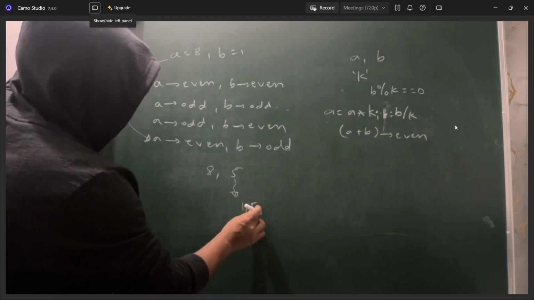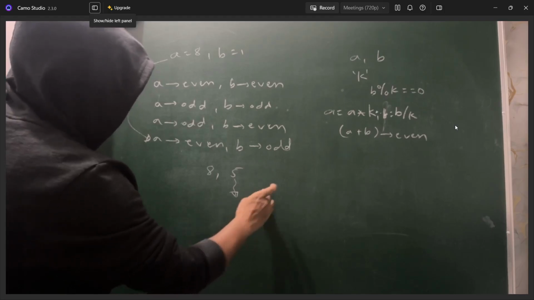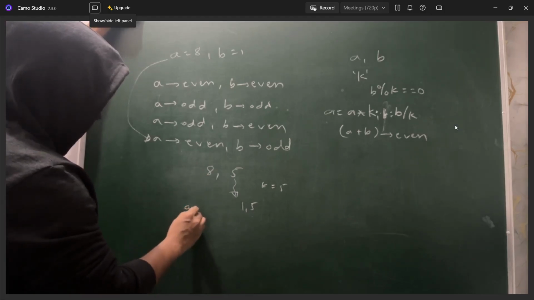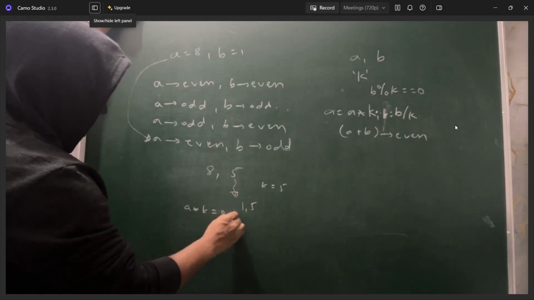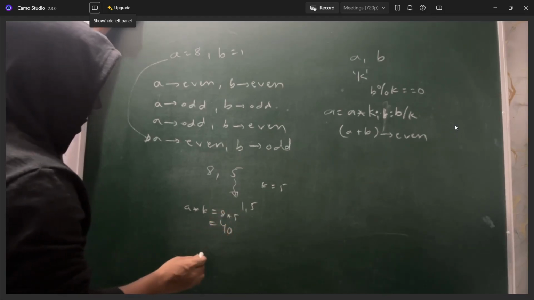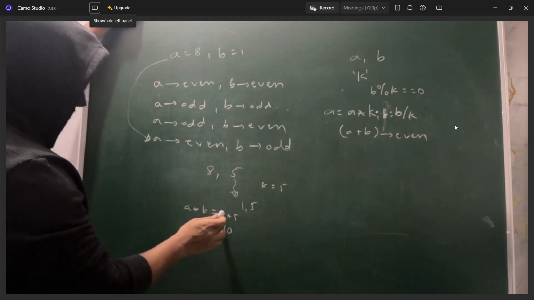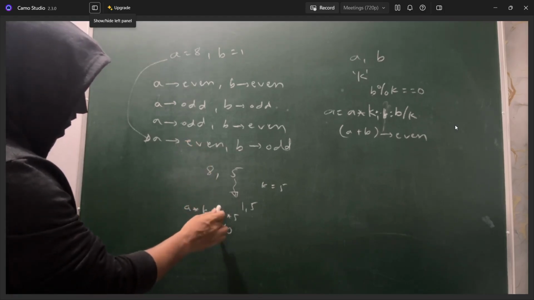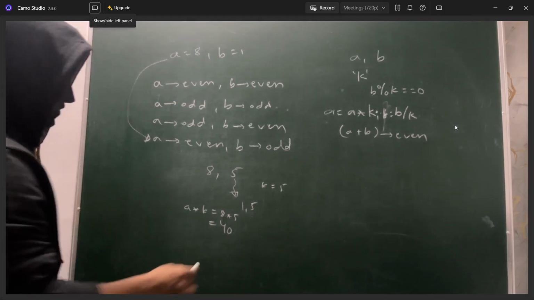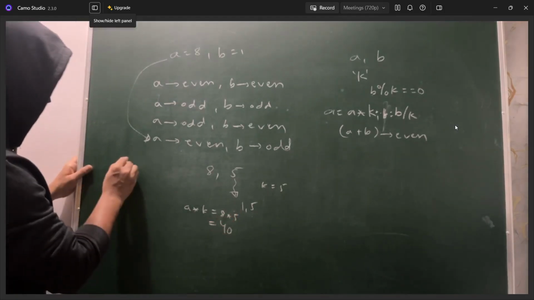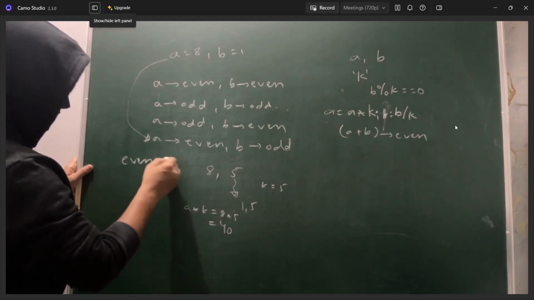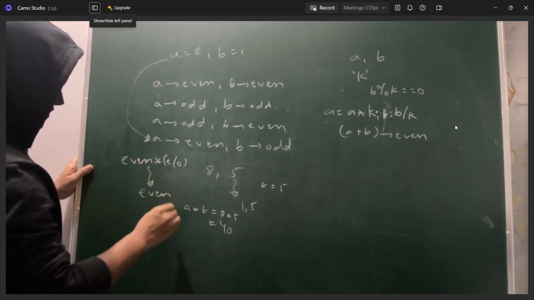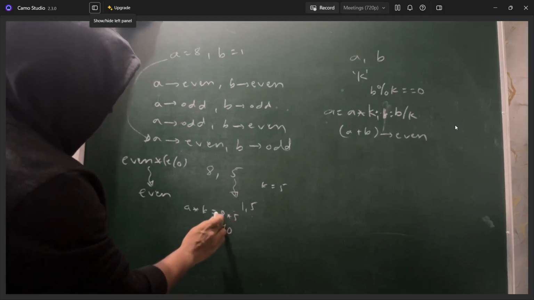So let's say you have chosen k as 5, and you need to do a into k, which is 8 into 5, which is 40. Whatever number you have here, since a is even, and you're multiplying it by any number, even or odd, this will always give you an even number, right? So you're doing that thing only right now here.